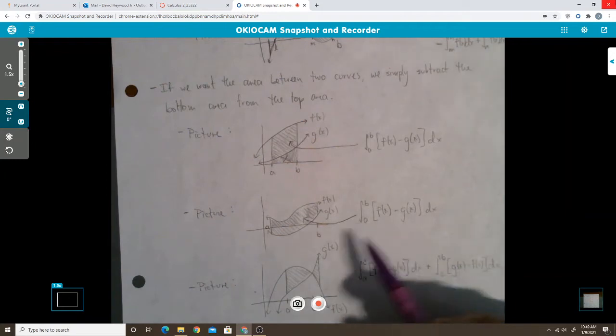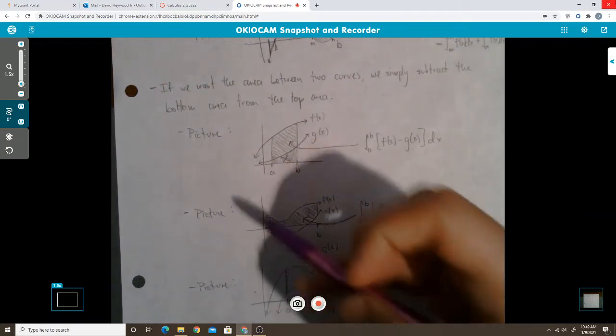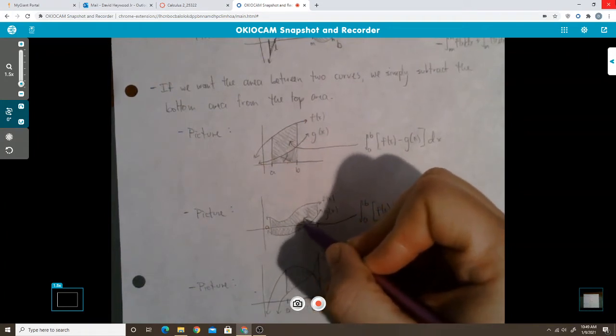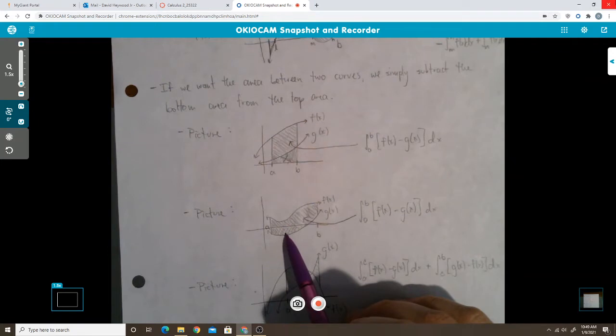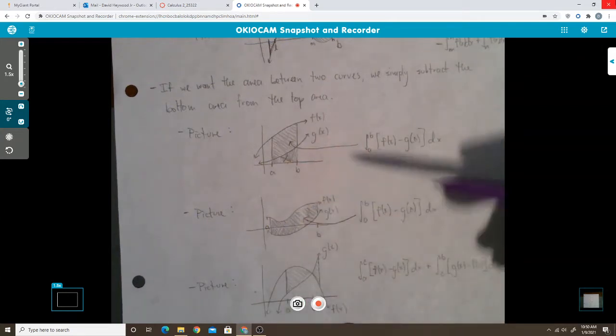And then if you integrate from a to b just g of x, then it's going to give you all of this bottom stuff, but it's going to give it to you as a negative value, right? So when you subtract, a negative value becomes a positive value, and so sure enough, you get this total area, right, between these two curves.